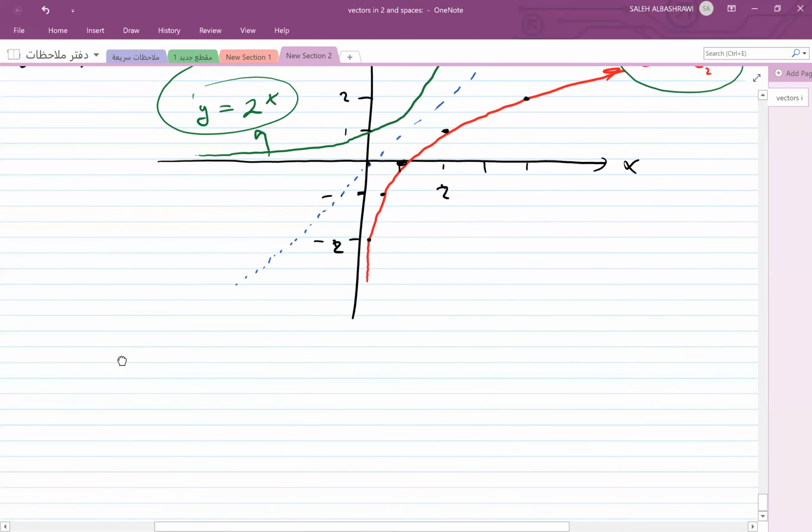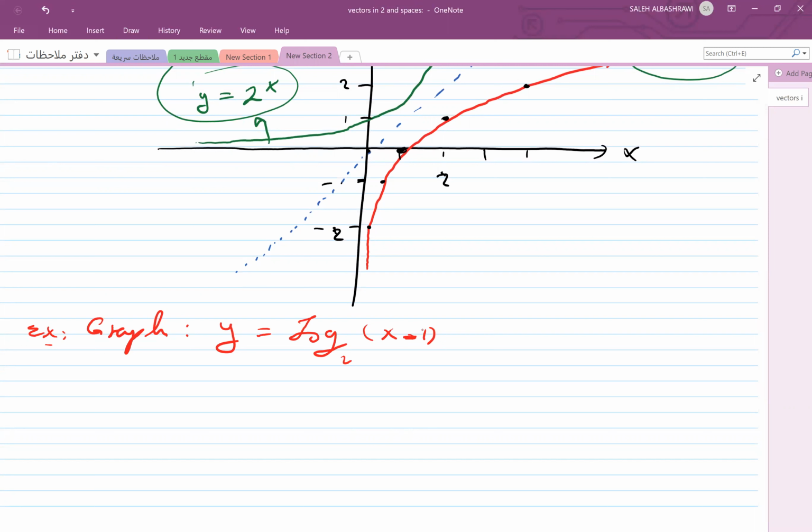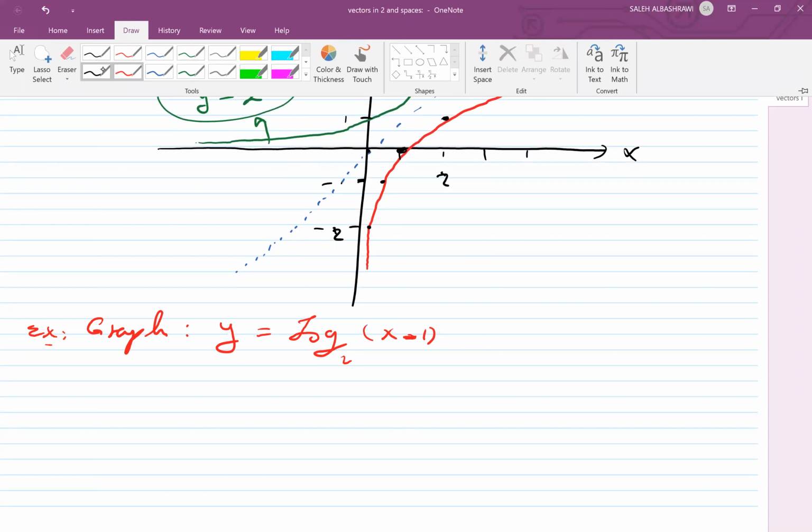It's a graph, this example. y equal to log of x minus 1, now log of x minus 1 with base 2. Before graphing this one, let's find the domain.